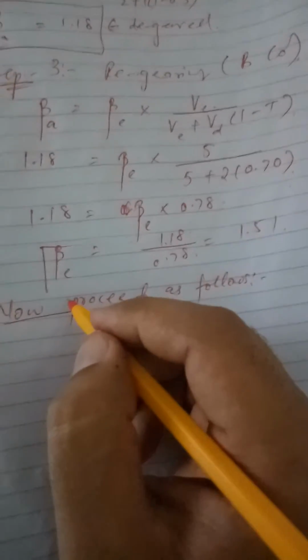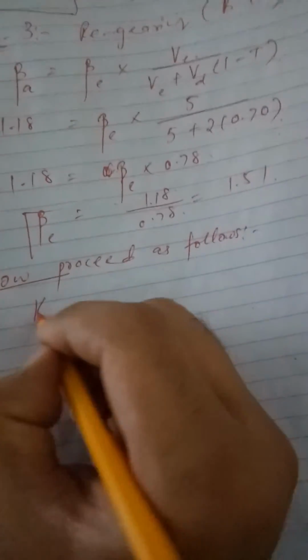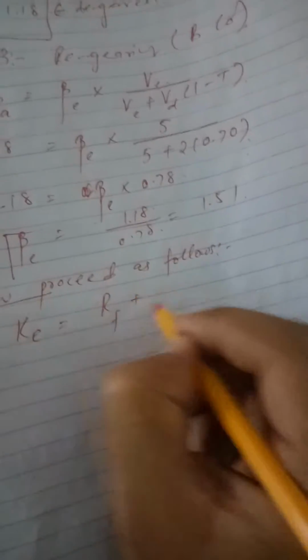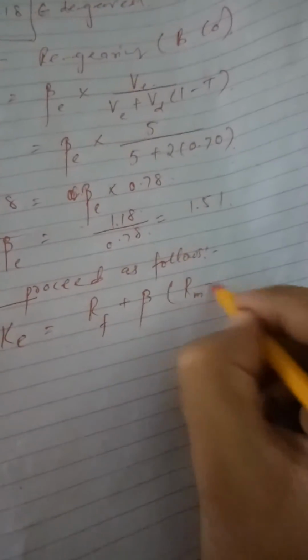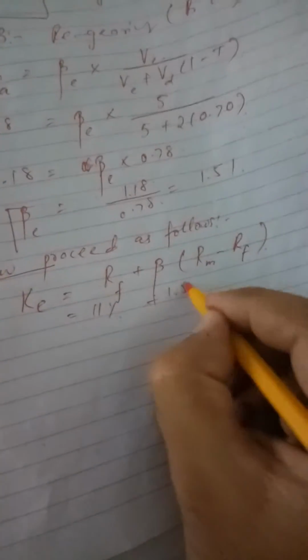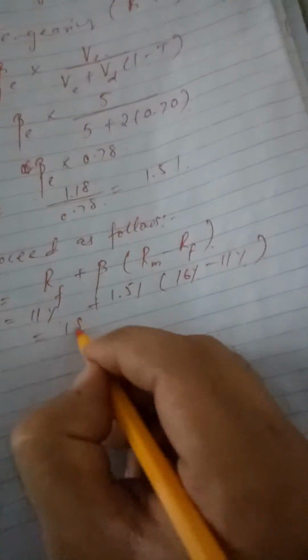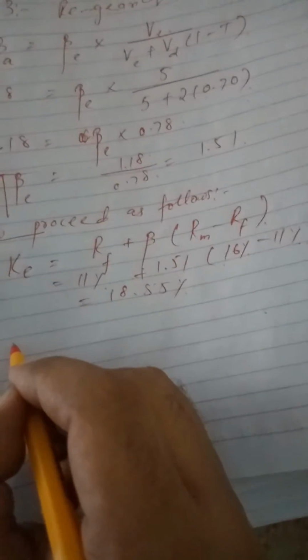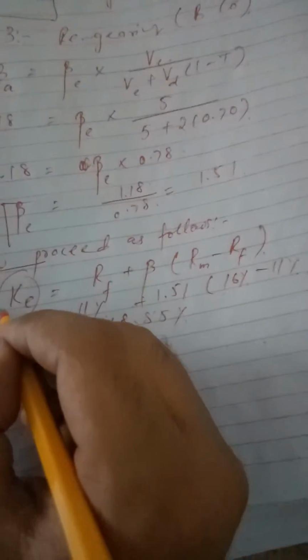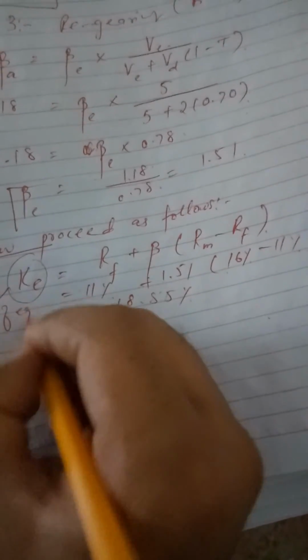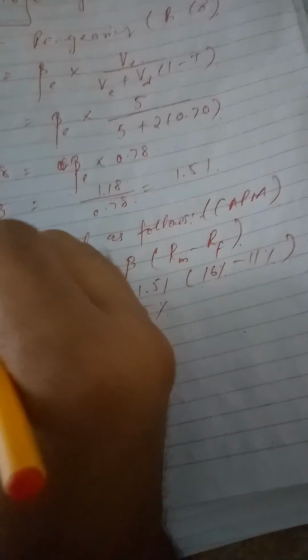Calculating KE, which is RF plus beta into RM minus RF. Putting out the values, 11% plus 1.51 into 16% minus 11%, that will give us 18.55%. This is the normal cost of equity, based on CAPM. That is now step 4.